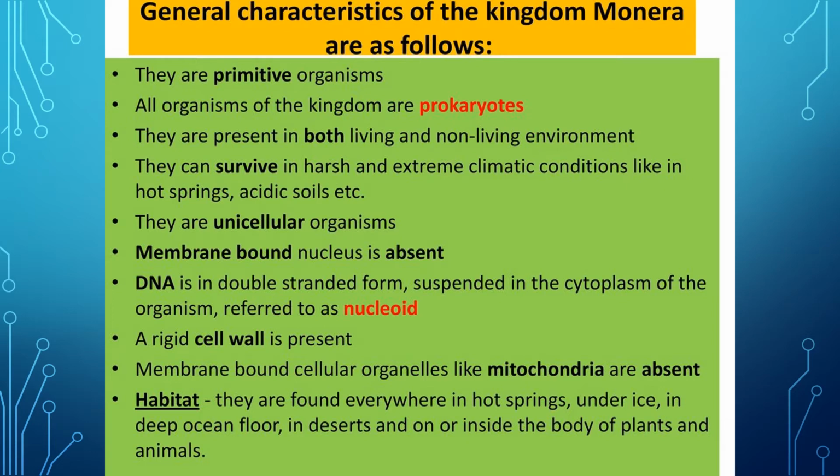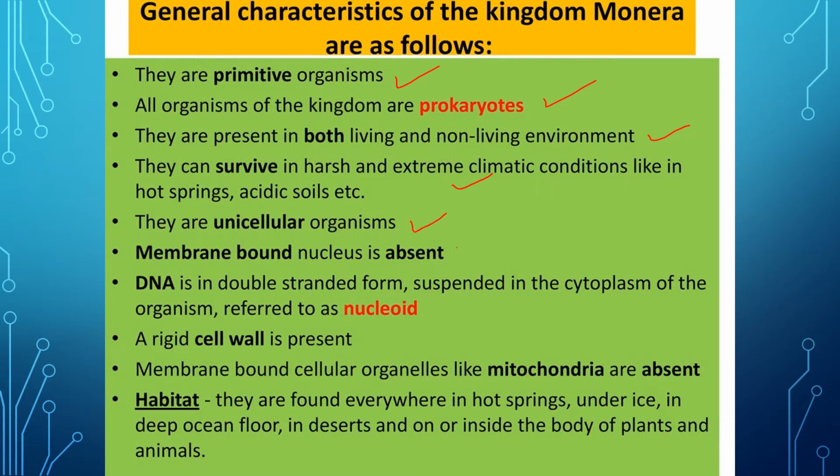Let's start with it. They are the primitive organisms. Primitive organism means they are the first occurring organisms on this earth. These organisms are prokaryotic in nature. They are present in both living as well as non-living environments. They can survive harsh and extreme climatic conditions like hot springs, acidic soils, etc. They can survive in regions where other organisms cannot survive. They are unicellular organisms.